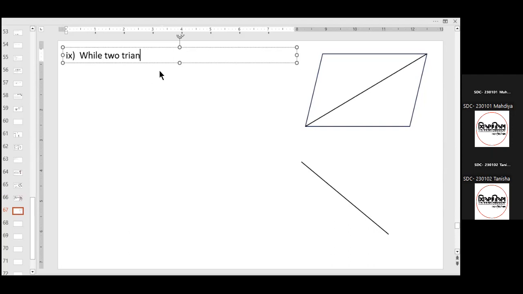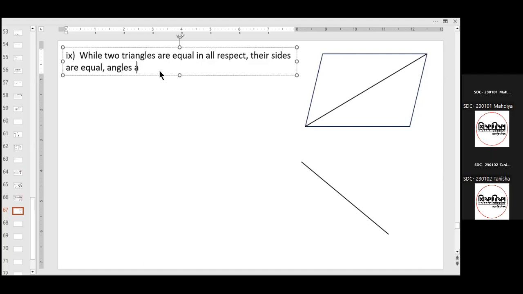While two triangles are equal in all respects, their sides are equal, their angles are equal, and their areas are also equal. One can fit 100% on the other. That's what we mean by two triangles being equal in all respects.